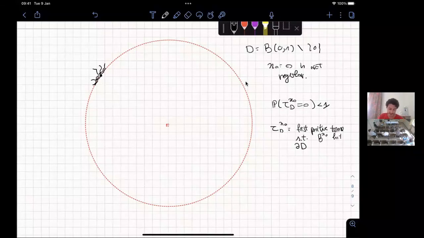Sorry, is the boundary included in D or not? The boundary is outside. This is the open ball minus the point.